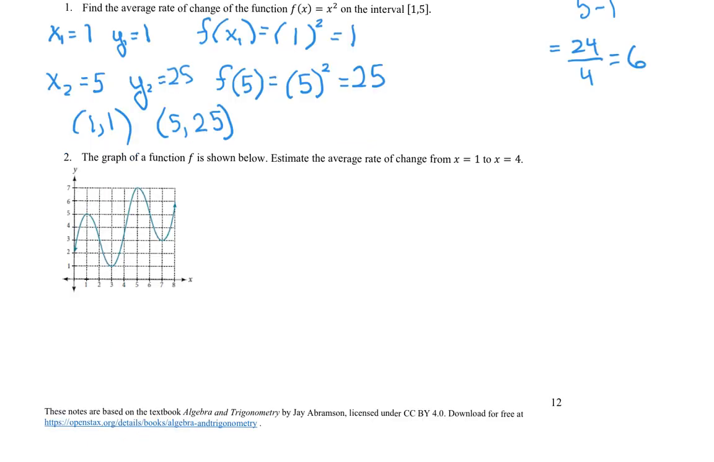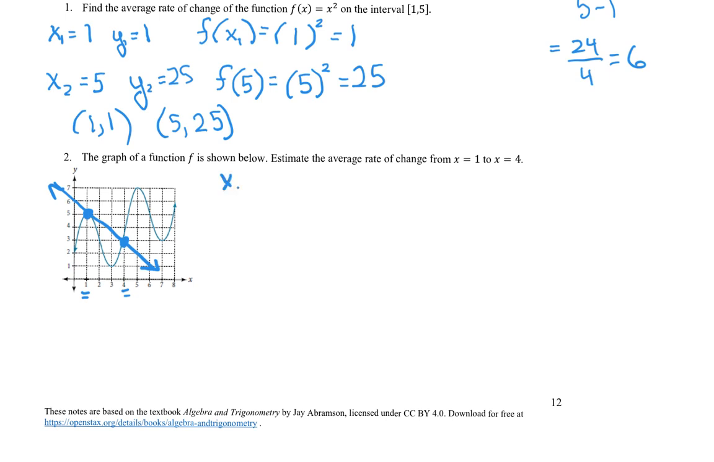Moving on to number 2, we are given a graph and we're asked to find the average rate of change between x is 1 and x is 4. If we were to plot these points here, x is 1 right here, and x is 4 right here. Notice I'm talking about the x values. So we could draw a line going through these 2 points, and we're asked to find the average rate of change, which is the same as the slope, between those 2 points.